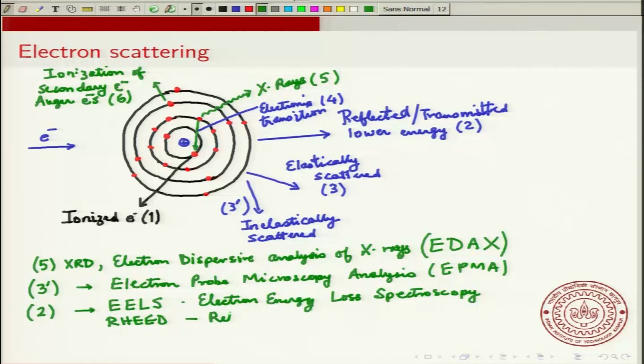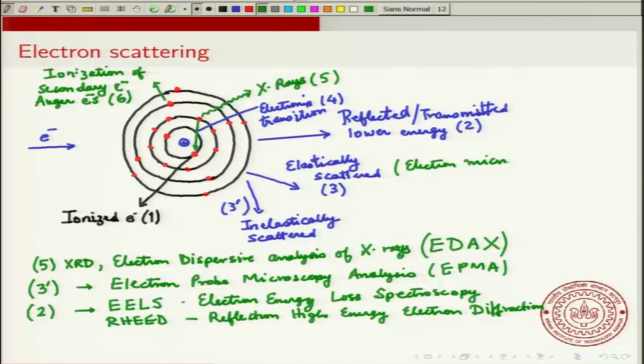This is reflection high energy electron diffraction. This is used to get information about the surface of the material. And of course, the transmitted electrons are used in electron microscopy, and electron diffraction.